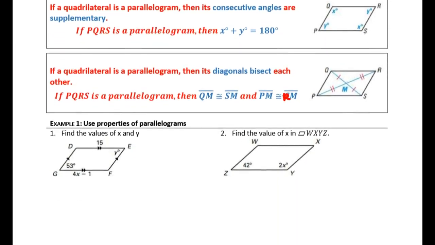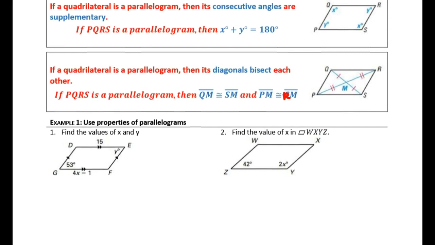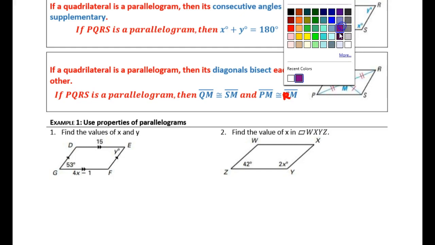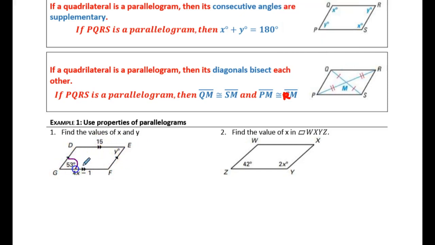Alright, let's do an example. I want to use the properties of parallelograms to find the values of x and y. If I know that this is a parallelogram because I've got opposite sides parallel, both pairs, then I know that y and 53, angle G and angle E, must be congruent because they are opposite angles. So y must be 53 degrees.